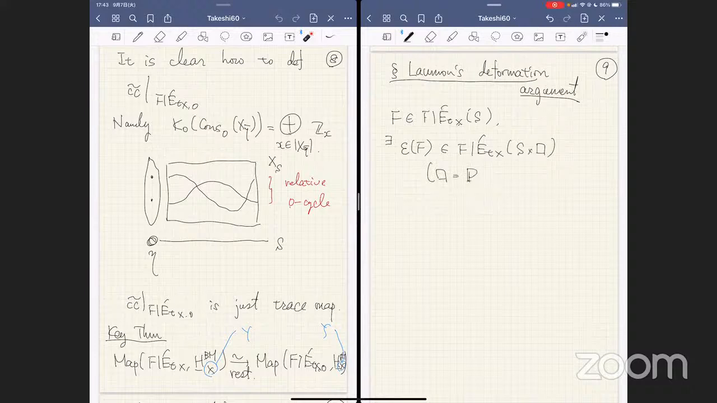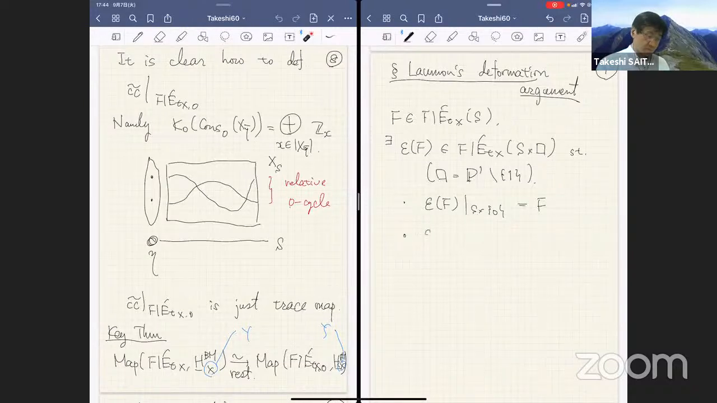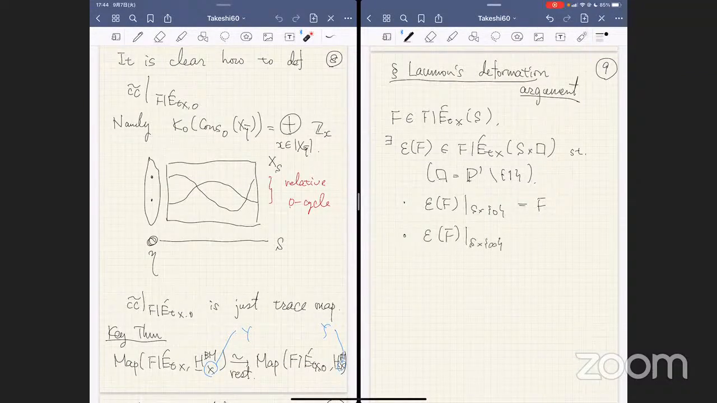The box is just P1 minus one. So this is isomorphic to an affine line, but the box is the same as an affine line. And by deformation, I mean, if I restrict to zero, this is just the same as the original F. And I deform it to the infinity, S cross infinity. And assume that we are very lucky so that at the infinity, if I restrict to infinity, this belongs to the zero dimensional part. Assume that we can find such a deformation in this. So this is just a condition inside this FL of it.